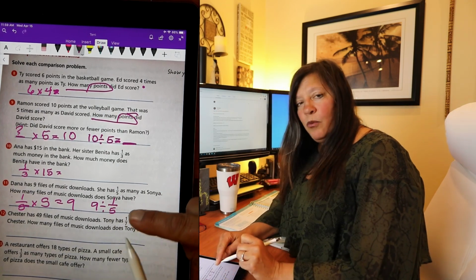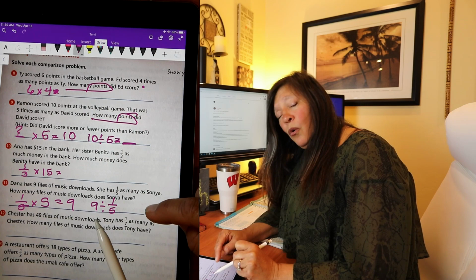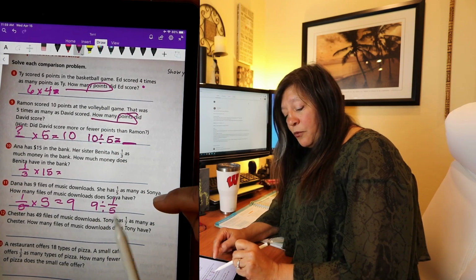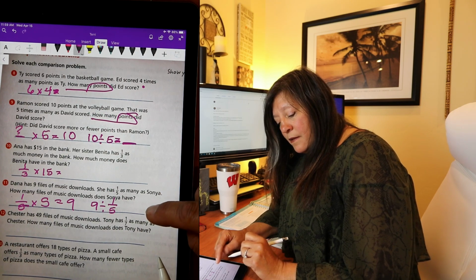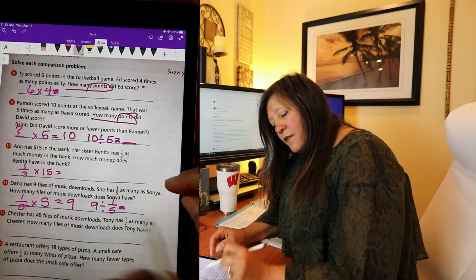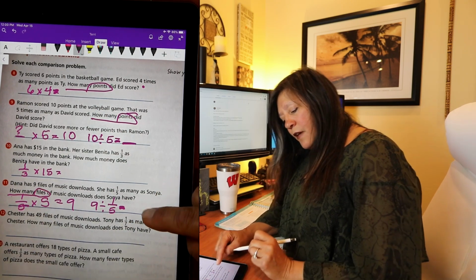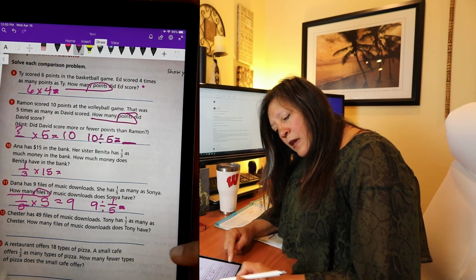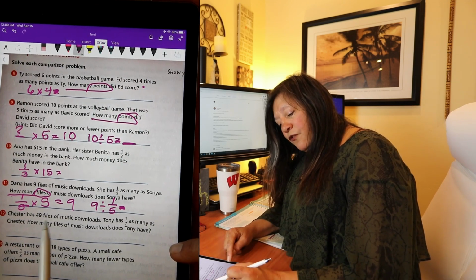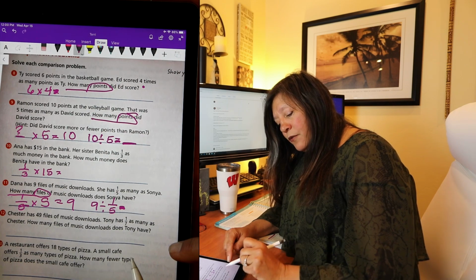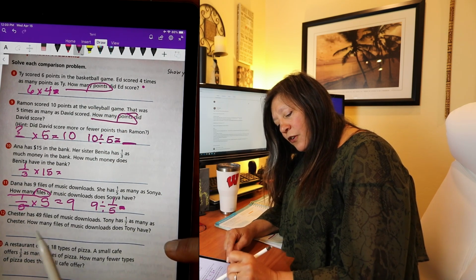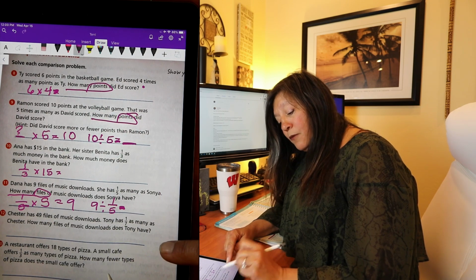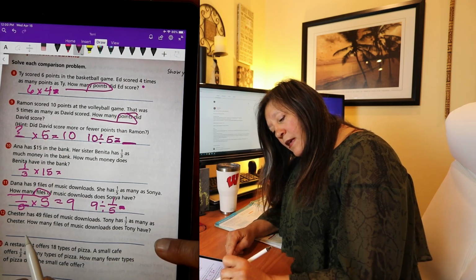And again, what do we do with that? Whole number goes over 1. Get the reciprocal of the second and turn it into multiplication. Okay, so that's going to give you how many files of music downloads. Number 12, Chester has 49 files of music downloads. Tony has 1/7 as many as Chester. How many files of music downloads does Tony have?